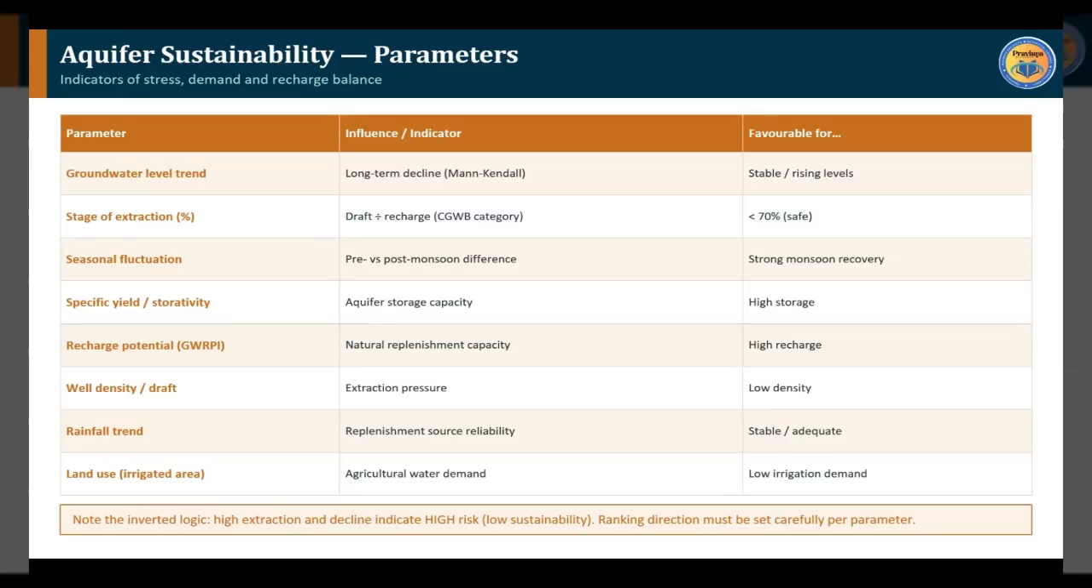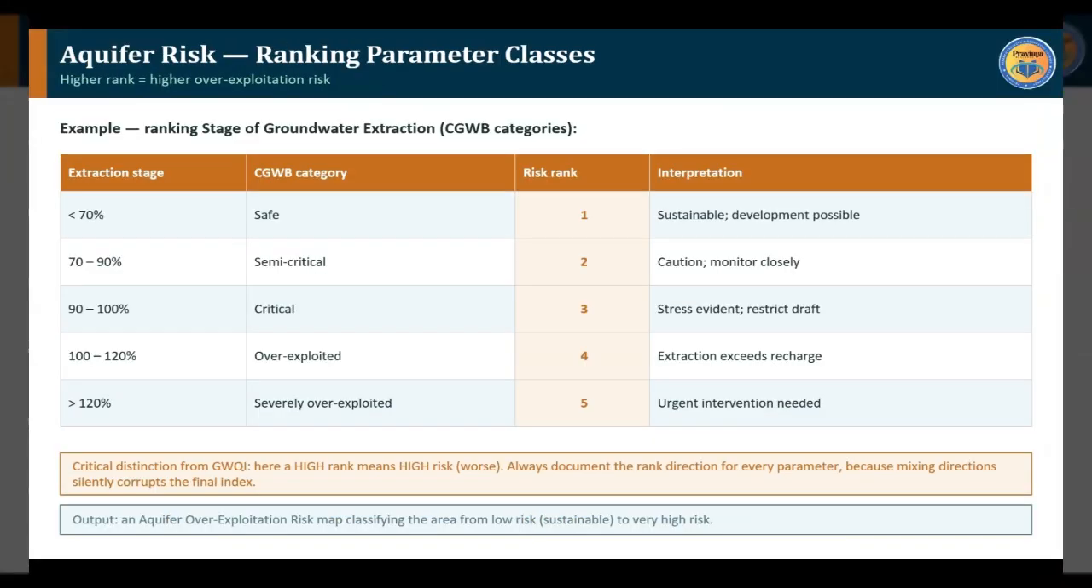Let me add some India specific context here, because this assessment connects directly to a real policy within India. The Central Groundwater Board, together with the state groundwater departments, periodically assesses every block in the country, and they place it in one of four categories based on the stage of extraction ratio. Below 70% is safe, 70 to 90 is semi critical.